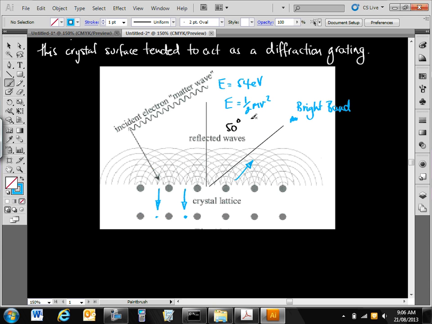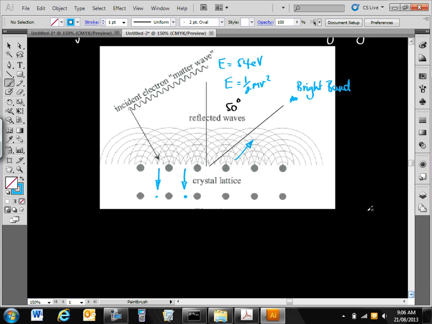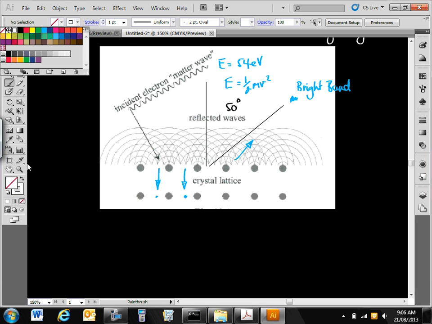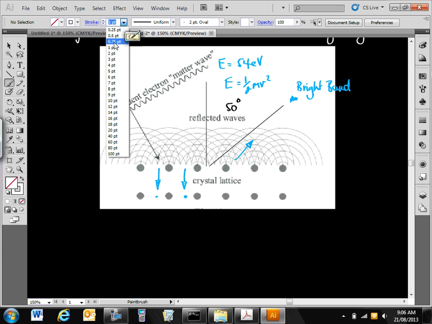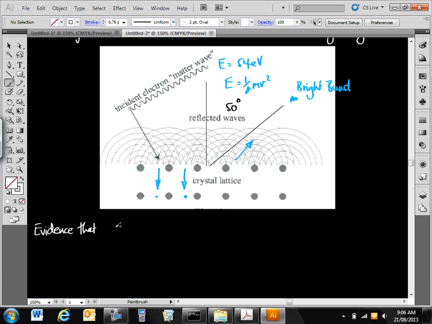Davisson and Germer were pretty smart fellas, and so they decided that this might be good evidence to show that matter behaved as waves in some cases. So we'll say that: evidence that matter, particles, matter was behaving as a wave.